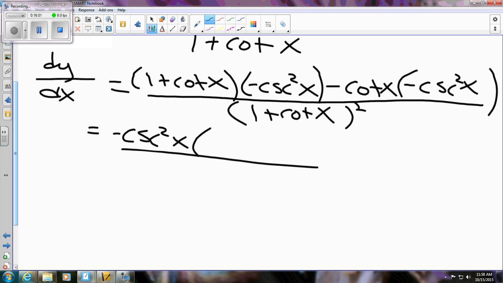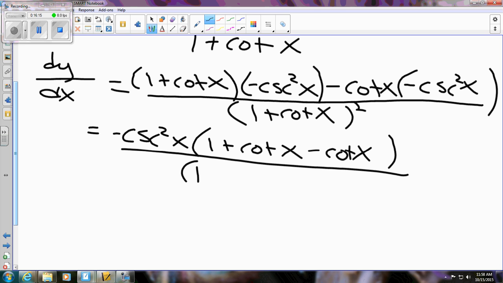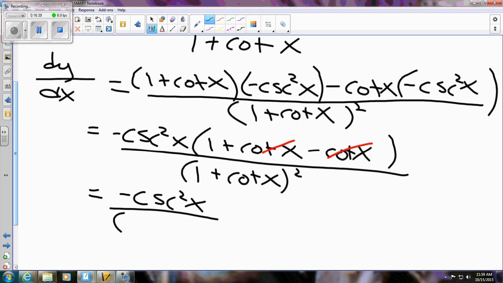So what would be in the parentheses? What would the other factor be? 1 plus cotan x. Nice. Look at that numerator now. Yeah, right? Which is the answer in the back of the book. Crazy.